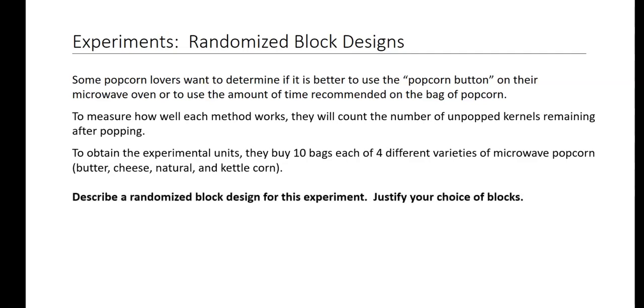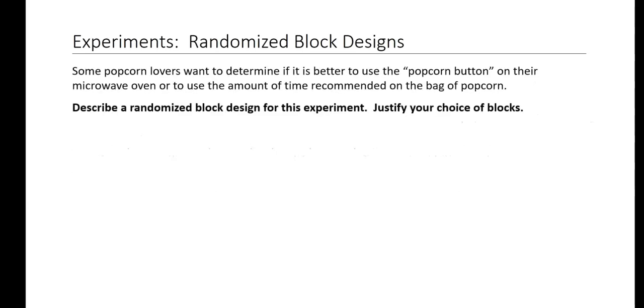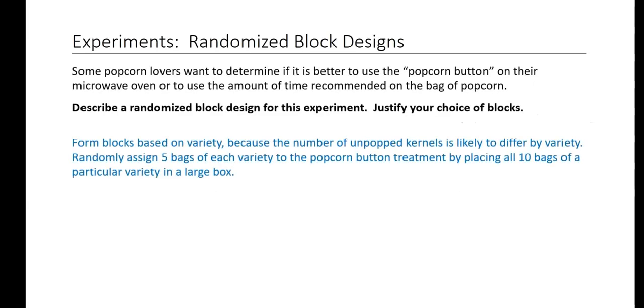Describe a randomized block design for this experiment. Justify your choice. So they have 10 bags each. They have 40 bags total. So it makes sense to block by the type, since you've got 4 different types of popcorn there. So we're going to block by type of popcorn because we think maybe the butter and the cheese and the natural kettle corn would be similar to each other. And so that's a good way to block here. So 4 blocks.